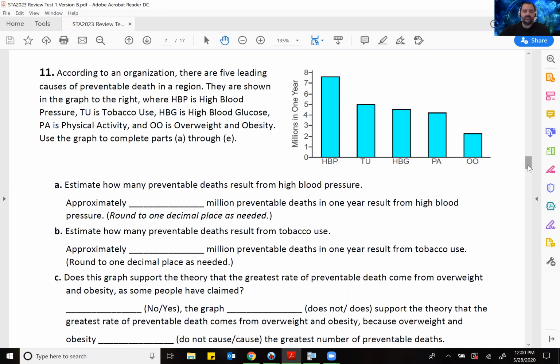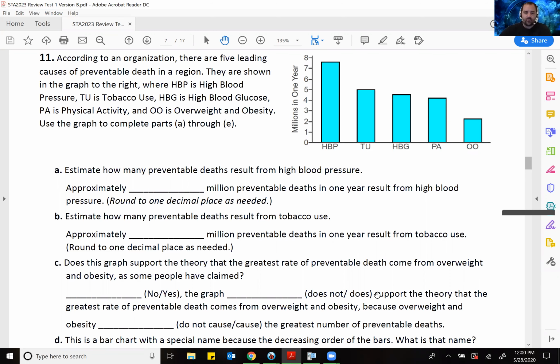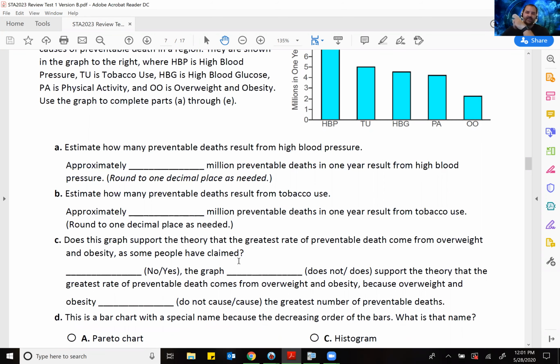And then part D, oh, sorry, still even more. There's one more answer to part C. So it does not support the theory that the greatest risk of preventable death comes from overweight and obesity, because overweight and obesity blank do not cause or cause the greatest number of deaths. Do not cause. There you go. Cool. So just make sure that you watch out for those three answers. There'll be drop-down menus in that question on the exam, just so you know.